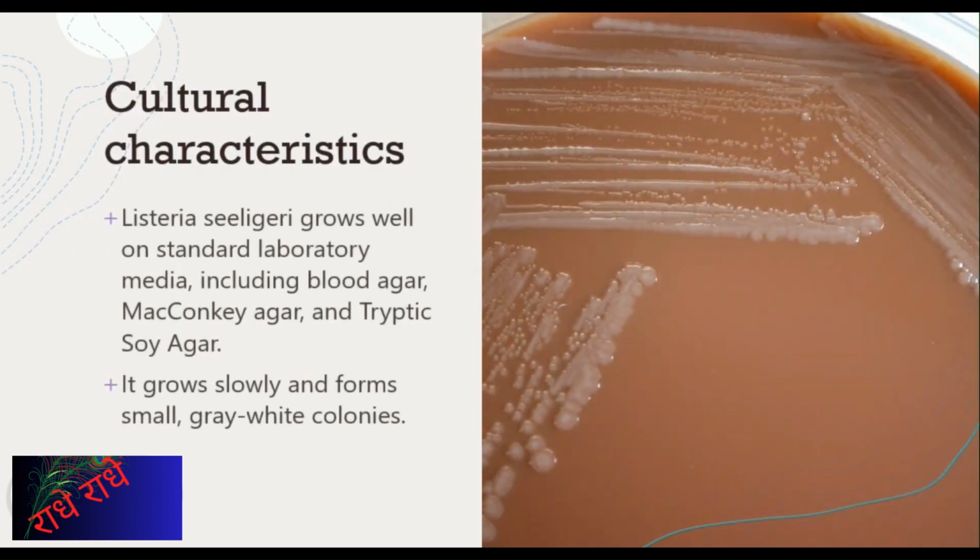Listeria seeligeri grows well on standard laboratory media, including blood agar, MacConkey agar, and tryptic soy agar. It grows slowly and forms small, gray-white colonies.